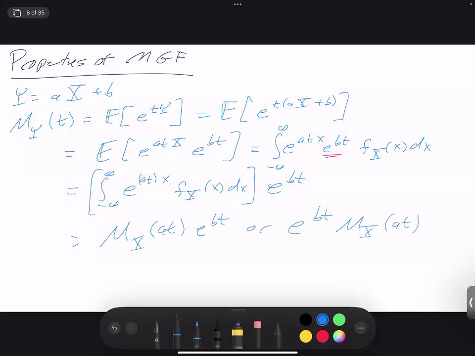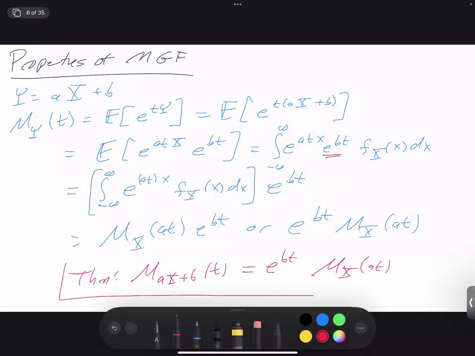So if I take a random variable and I rescale it by multiplying it by a constant and then translating it, the moment generating function transforms in a very nice way. So we'll isolate this as a theorem. The moment generating function of ax plus b of t is e to the bt times the moment generating function of x at at. Okay, so that's our first result.